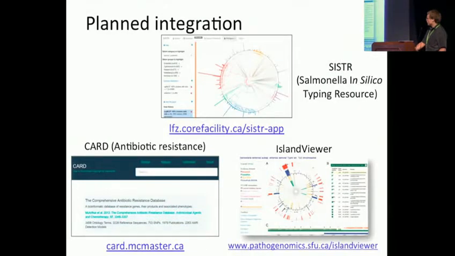And there's a number of other tools we plan to integrate into or along with SNVPhyl. One is a sister Salmonella in silico typing resource, which allows you to upload a Salmonella genome and have it be compared to a large and growing database of Salmonella genomes for serotyping or for a custom core genome MLST typing. We also plan to integrate CARD for identifying antimicrobial resistance genes, as well as Island Viewer for genomic islands.